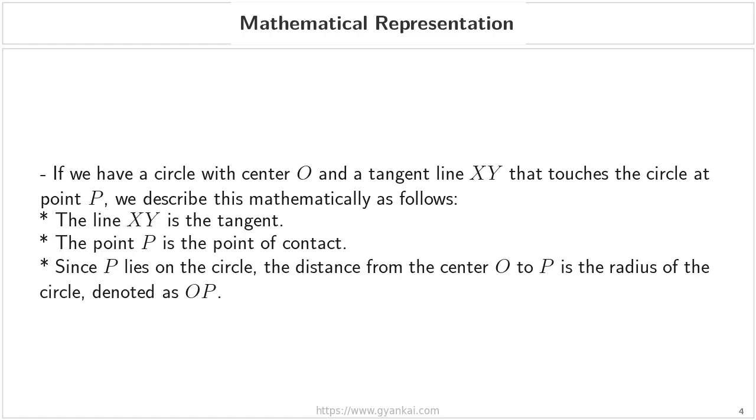Now, here is a crucial geometric detail to keep in mind. Because point P is located exactly on the edge of the circle, the straight line distance from the center, O, to this point, P, is simply the radius of the circle. We represent this distance as the line segment OP. Understanding this relationship between the center, the point of contact, and the radius is essential, as it sets the foundation for the key takeaways and the common pitfalls we are about to discuss in the next few slides.